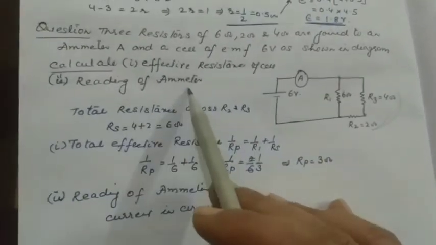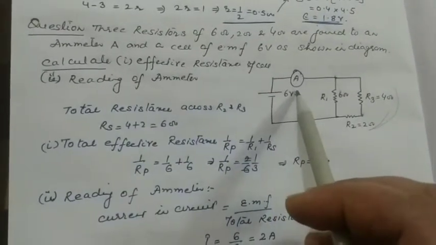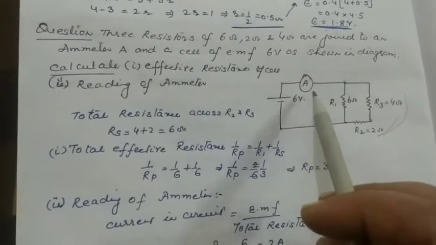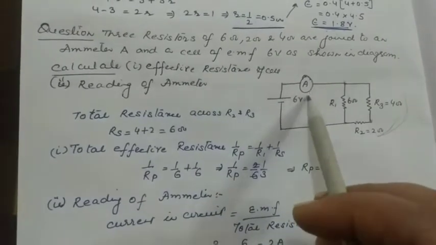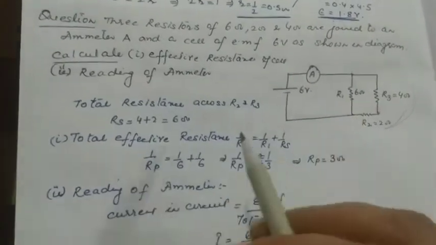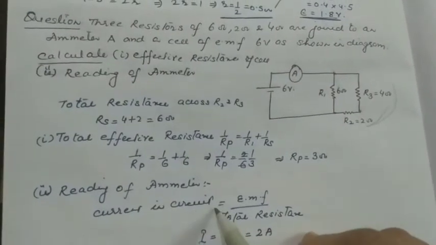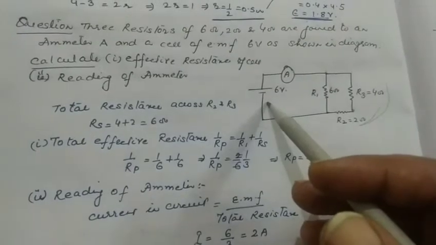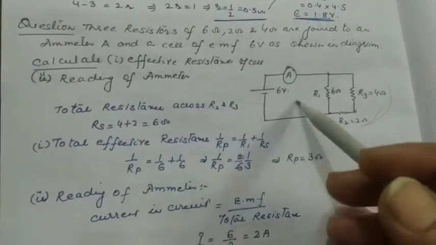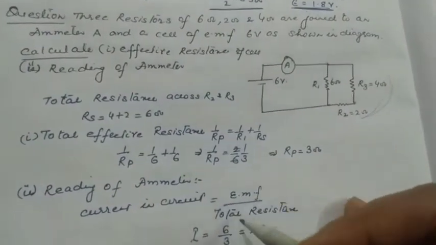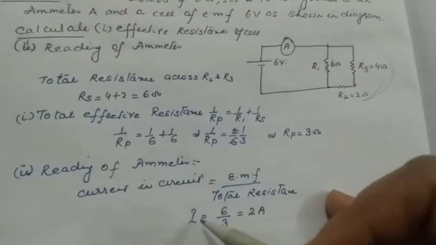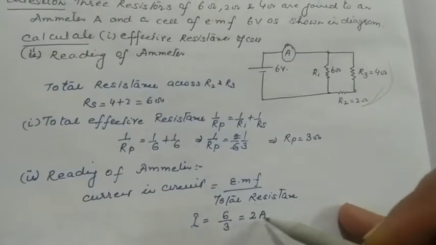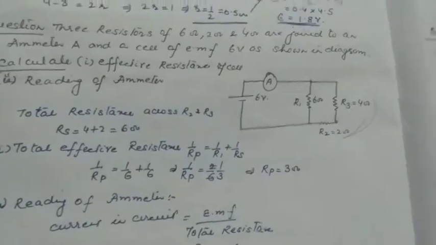Second, the reading of the ammeter. The ammeter is connected with the cell. That means what is required there? The current flowing in the circuit is required. So when it is a matter of the circuit, we will consider the EMF. But again, one and the same thing: here internal resistance is not given, so EMF and terminal voltage are one and the same. EMF upon total resistance. So the current value is 6 upon 3, which is 2 ampere.